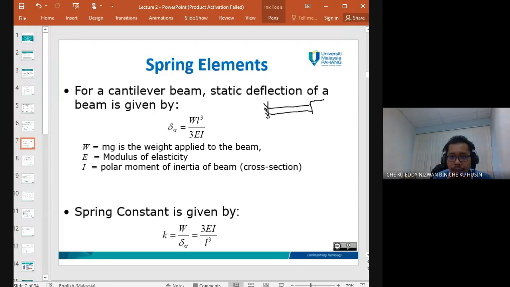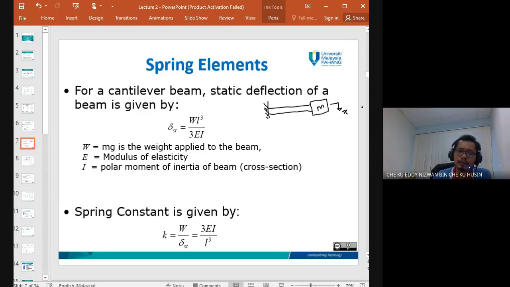If you put a mass, and the mass has a motion, this is the deflection of the mass in x. The mass M is moving in the vertical direction. For this case, the resistance is coming from the cantilever beam, which gives the resistance in the vertical direction.